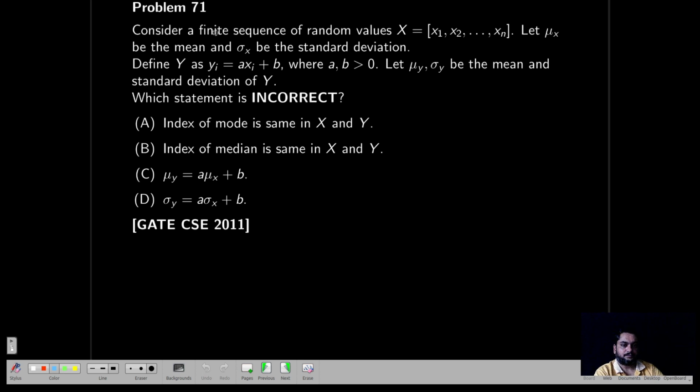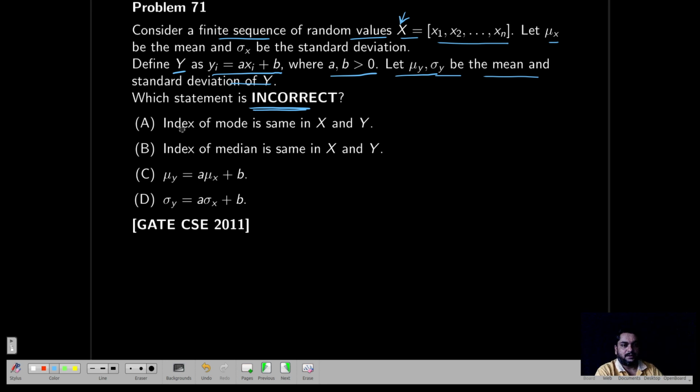Next. Consider a finite sequence of random variables x. So n values they are given. Let mu x be the mean and sigma x be the standard deviation for the random variable x. Then they define another random variable y, where yi equals a xi plus b, where a is greater than 0. Let mu y and sigma y be the mean and standard deviation of the new values derived from x. Now which of the following is incorrect?